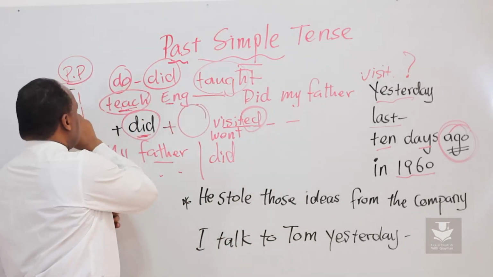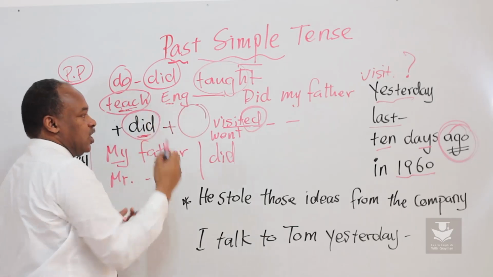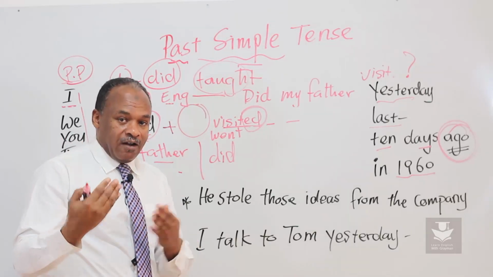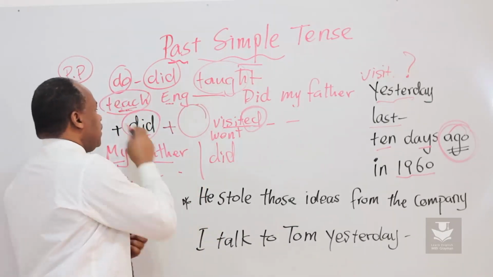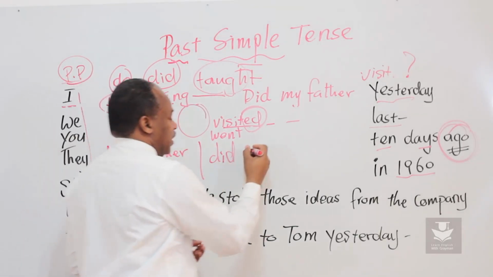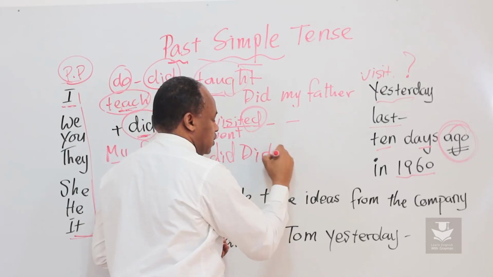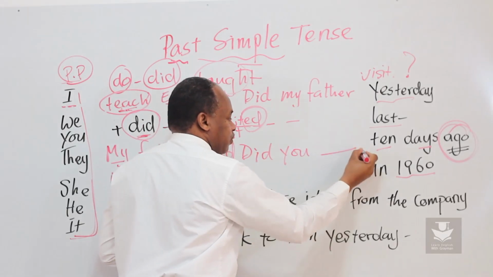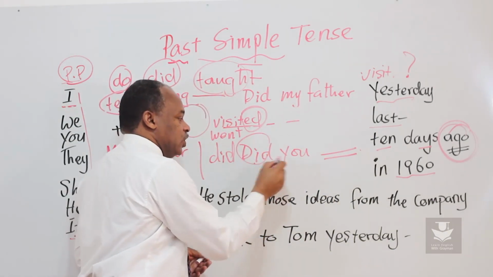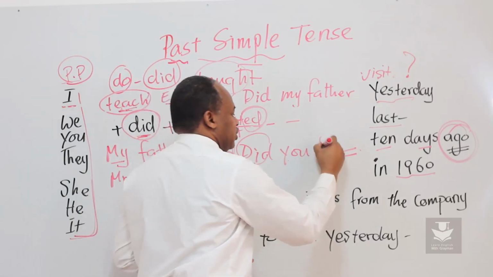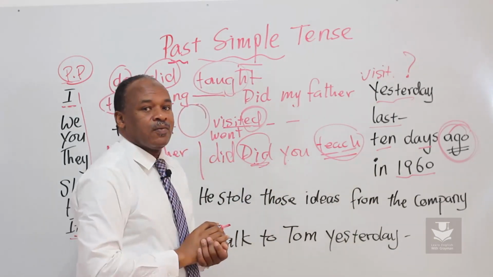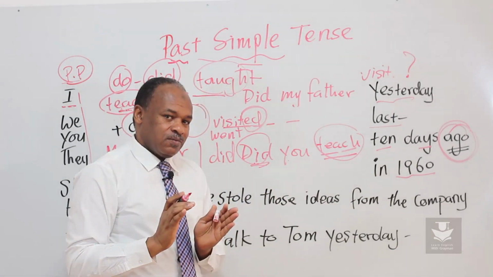And the same thing. I taught English in China 10 years ago. Did you teach or taught? Here, say did you. Should I put here teach or taught? No. As long as you have did here, say did you teach? This would be teach. Should not be past because you already have past here. That's how to make questions. Okay?